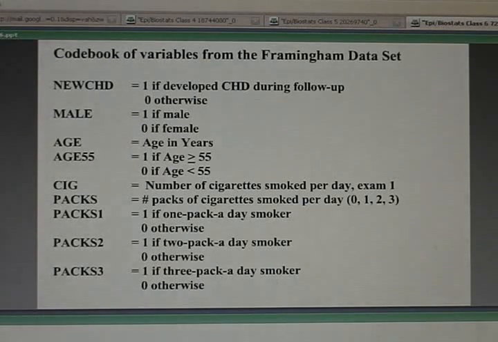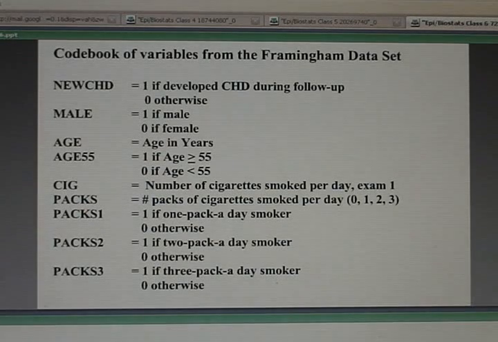So, for example, PAX 3 is a 1 for everybody who smokes 3 packs a day of cigarettes, 0 for everybody else. PAX 2 is a 1 if you smoke 2 packs a day, 0 otherwise. PAX 1 is the one who smokes exactly 1 pack a day, 0 otherwise.